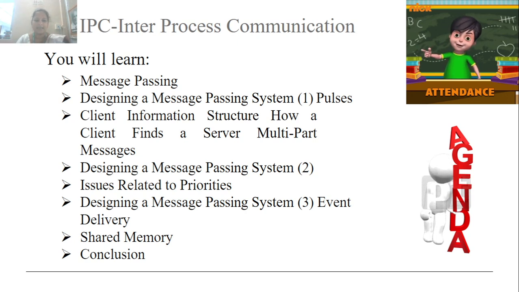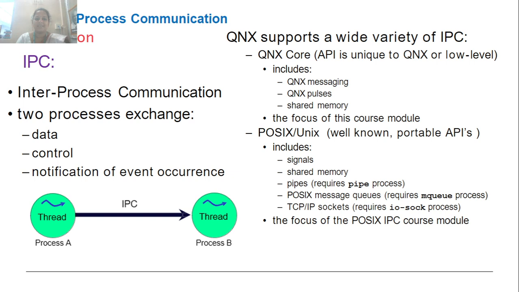Then the second part, designing a message passing system, then issues related to priority. Then the third part, designing a message passing system: the event delivery system. Then shared memory, and then the conclusion of inter-process communication.